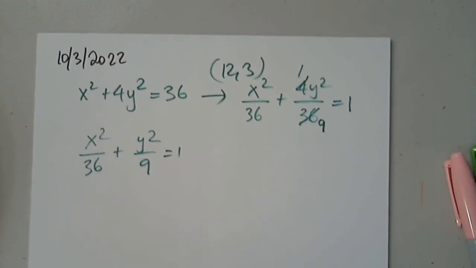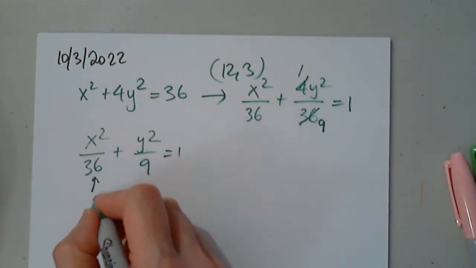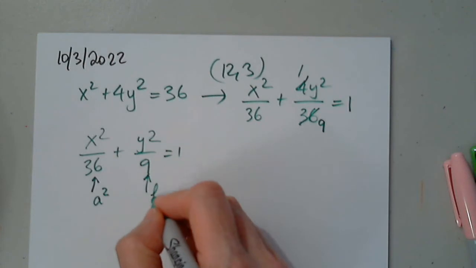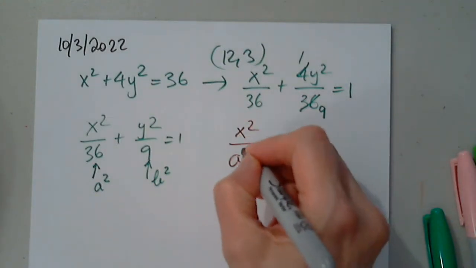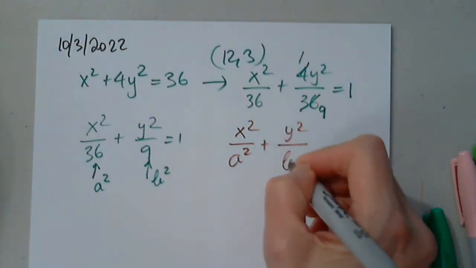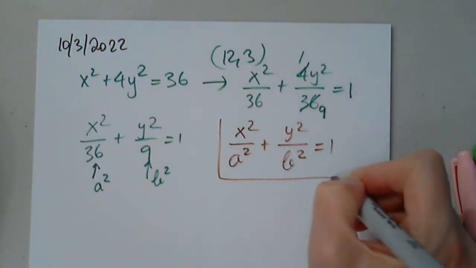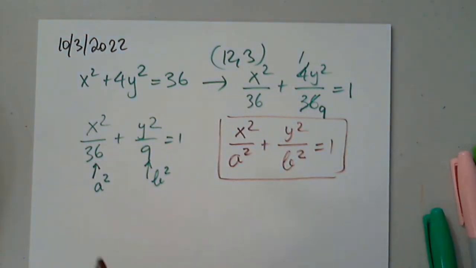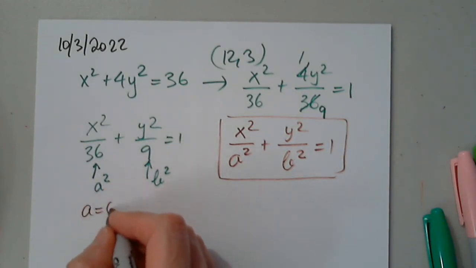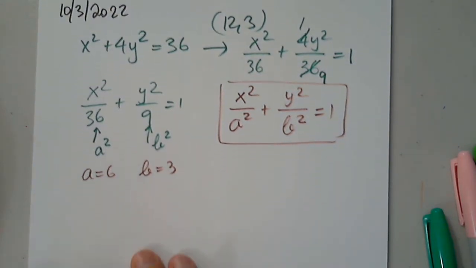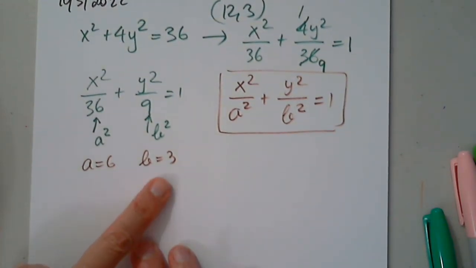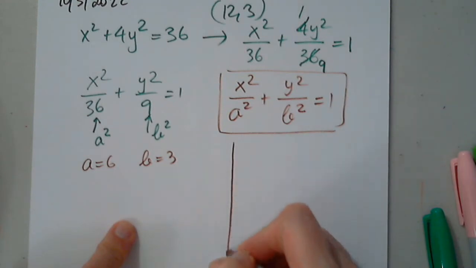When we graph the ellipse, this is the a squared, and this is the so-called b squared. Why? Because the equation of an ellipse is like this. X squared over a squared plus y squared over b squared equals 1. Since the square root of 36 is 6, and the square root of 9 is 3, because a is 6 and b is 3, the ellipse looks like this.